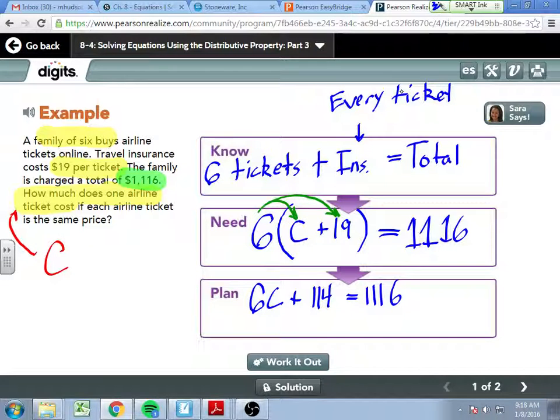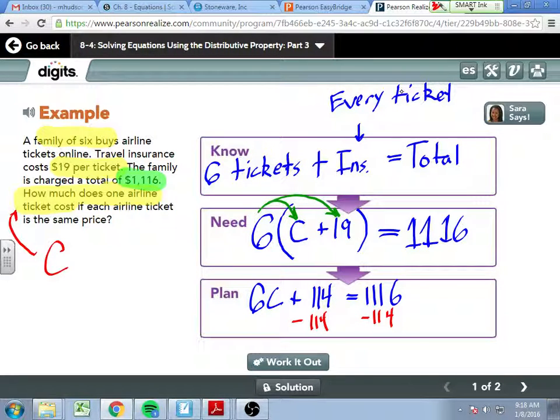And then, now we can start my solution process. So Mr. Eisel, do you know what we do first here? Subtract the 114. Where? On both sides. Yeah, so we subtract 114 on both sides.